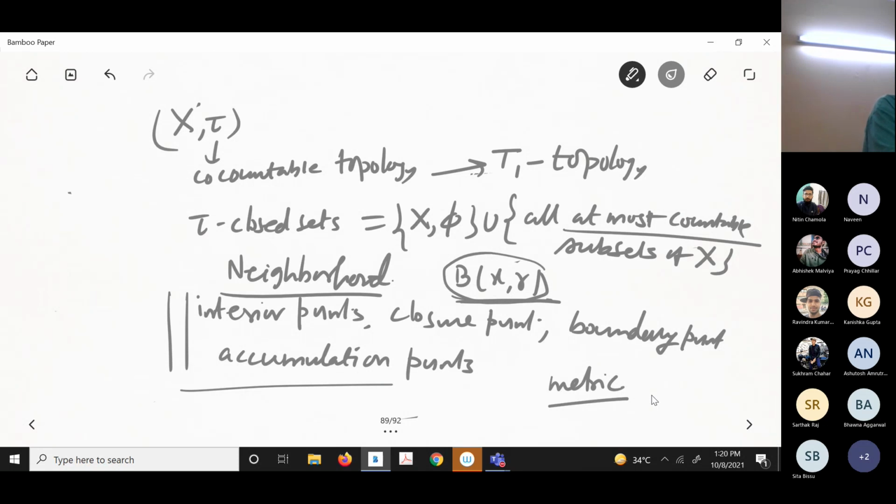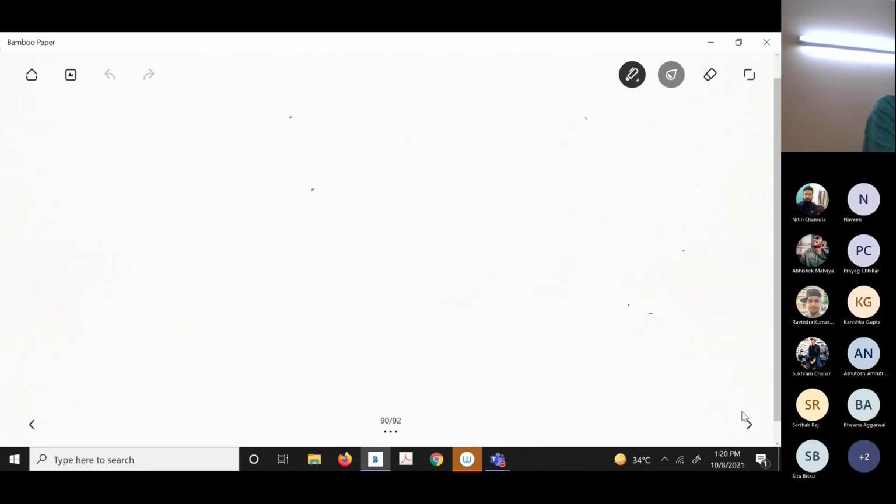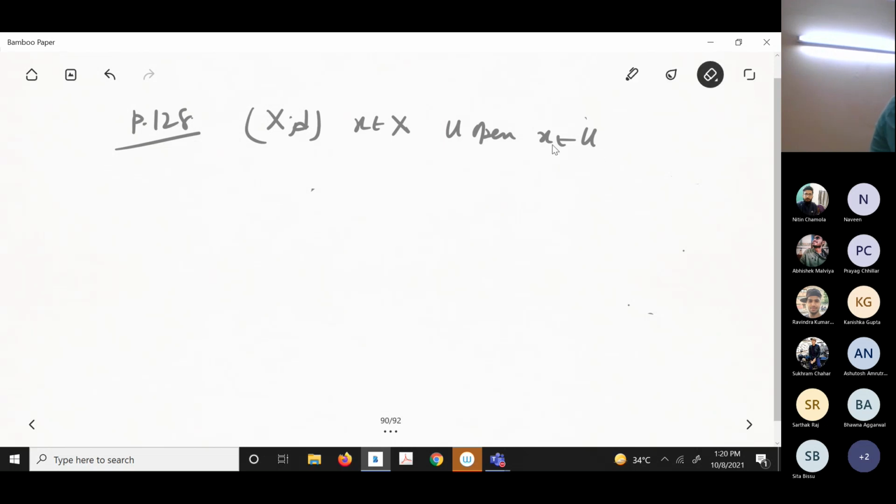Now look, the first result in topological space: how the neighborhood in a metric space can be redefined in terms of equivalent conditions, in terms of open sets. Look at the result on page 128. That's the idea I am giving you. Suppose you have this, and x belongs to X. Then suppose U is open and contains x.